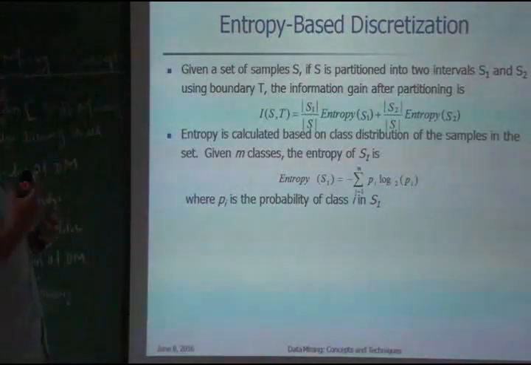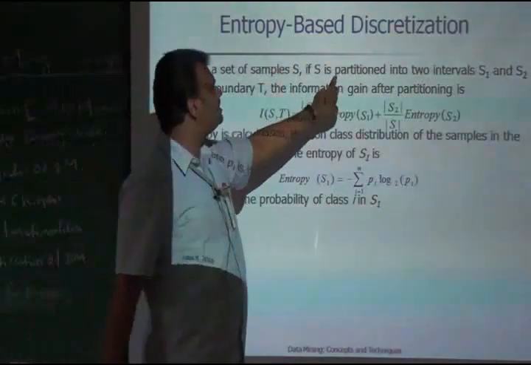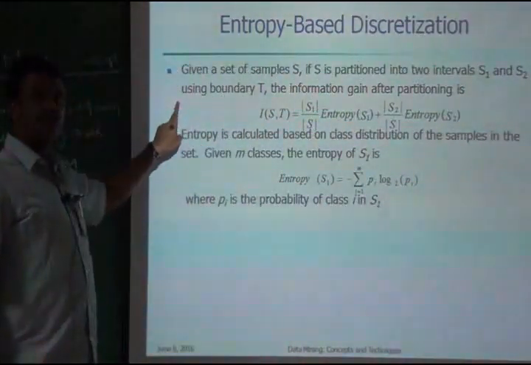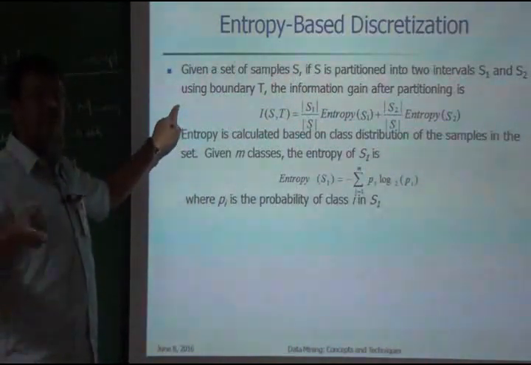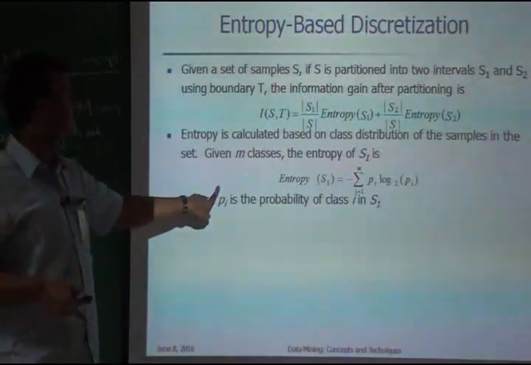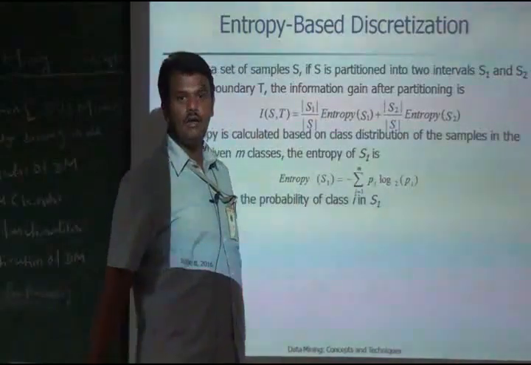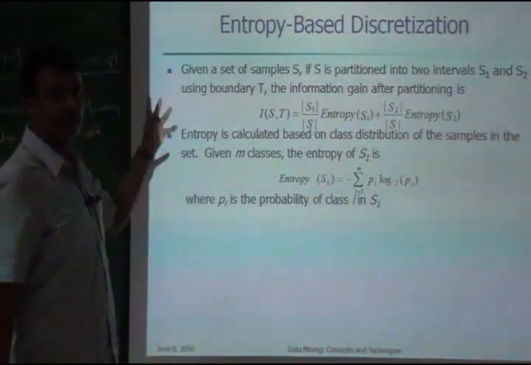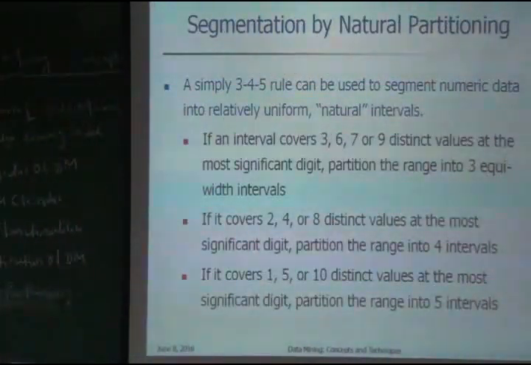We are going to calculate the information gain after partitioning the set of samples S. S is partitioned into two samples, S1 and S2, using the boundary condition T. Then, for the information gain after partitioning, we calculate the entropy. The entropy of S1 is equal to minus sigma i equals 1 to m of Pi log Pi. What do we mean by Pi? The probability of class i in the particular S1. That is the entropy.